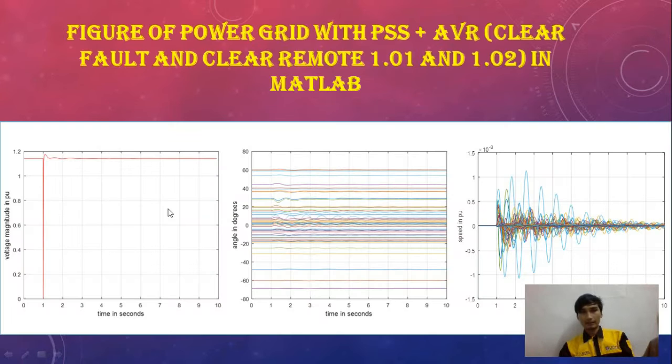For the stable case, this is the figure of the power grid with PSS plus AVR. In MATLAB, we set the clear fault and clear remote to 1.01 and 1.02. Figure 1 shows voltage magnitude in per unit versus time in seconds. The fault occurred at 1 second and then returned to normal. After 0.01 seconds, the fault is cleared and the voltage is back to normal again.